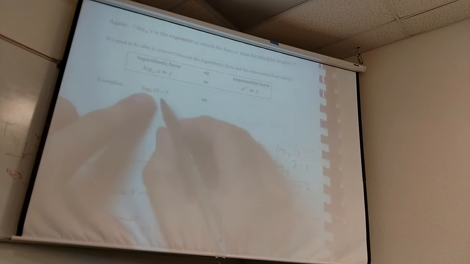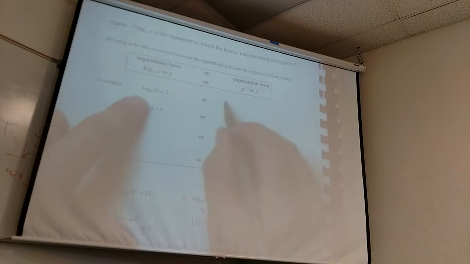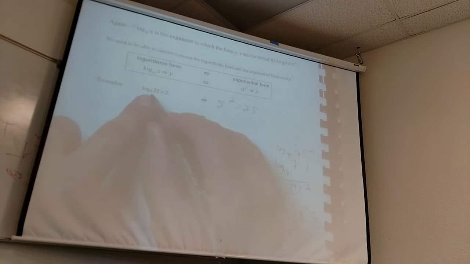So, now watch this. Why is this true? Is this true? Yes. Why? Because 5 squared is 25. So you can always rewrite logarithms as exponentials and vice versa. So here, log base 2 of 8.